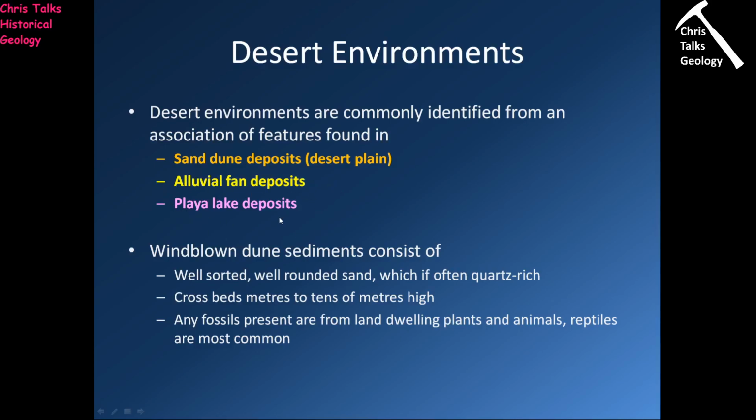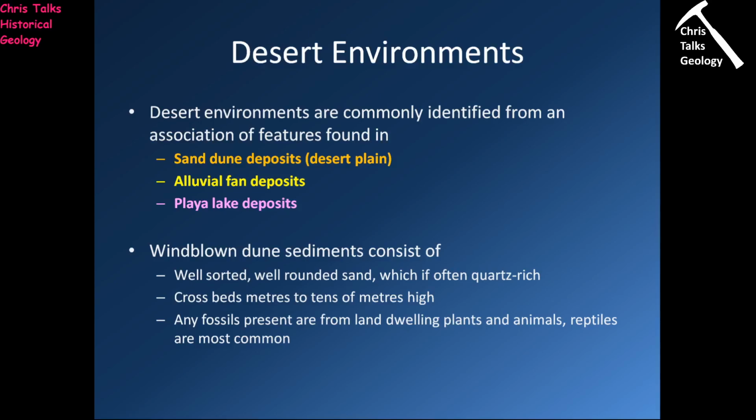And then in desert environments, we will also get short-lived bodies of water. So we'll get very short-lived lakes, which are referred to as Playa lakes. These lakes will form typically in the spring, and then they will obviously dry out, and so we'll get evaporites forming.